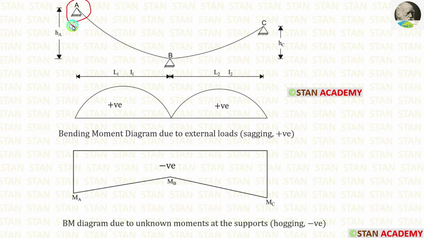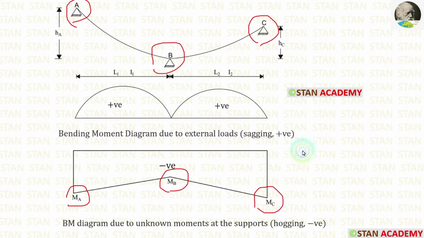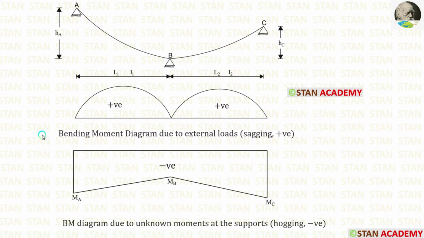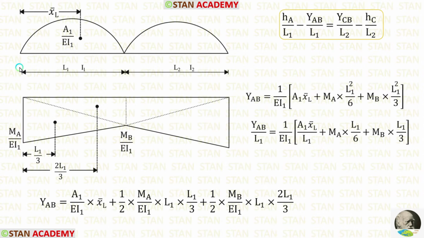At the support A, there is a moment MA. At the support B, there is a moment MB. At the support C, there is a moment MC. Now let us calculate the deflections using the moment area method. First, let us apply the moment area method in the first span.